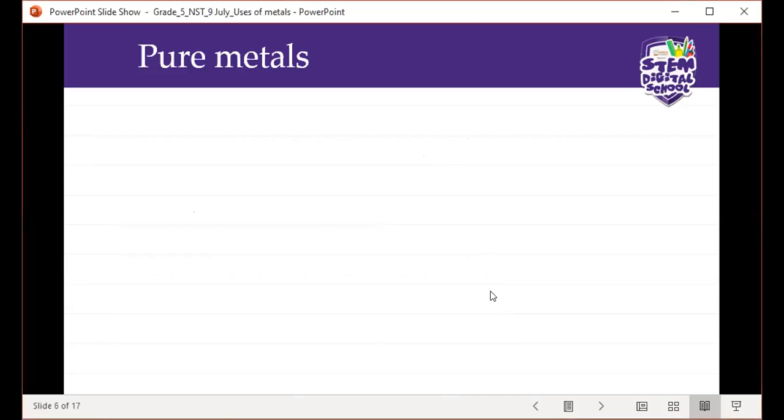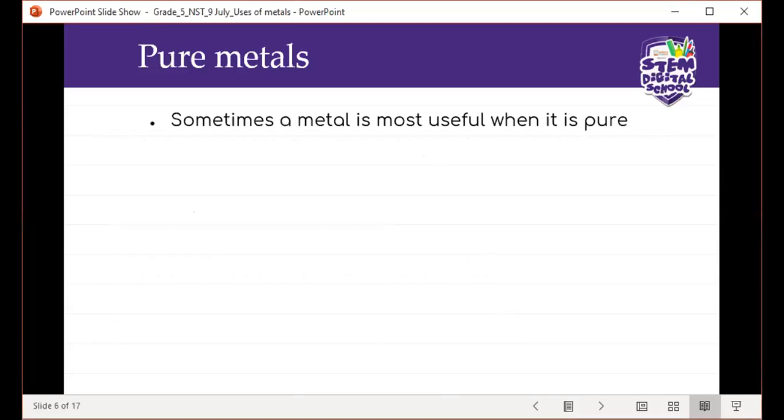Okay, so guys, let us look at pure metals. Sometimes a metal is most useful when it is pure. Malik, I see your hand and I will come to you right now, let me just finish up with this slide. When we talk about a pure metal, it means that we are just using that metal. We are not mixing two metals. For example, if we are using gold, we'll just be using gold. If we are using iron, we'll just be using iron.